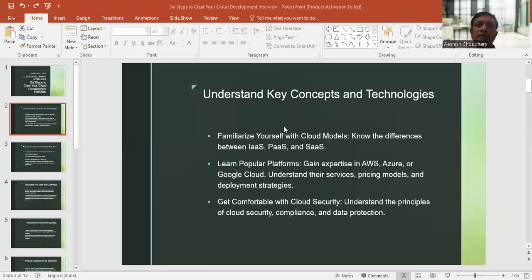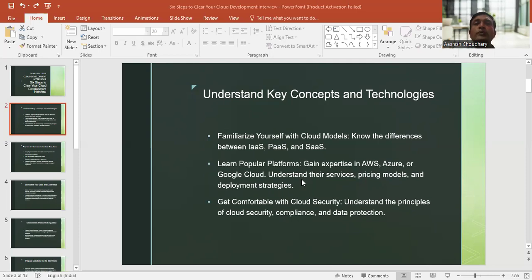So the key concepts you need to be able to explain are what infrastructure as a service, platform as a service, and software as a service are, and what different services come into these categories. Then what are the different kinds of cloud providers, and their services, price models, and deployment strategies? And there are other services which they provide as well.